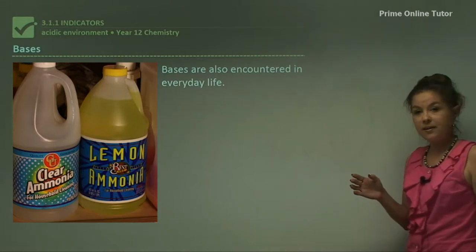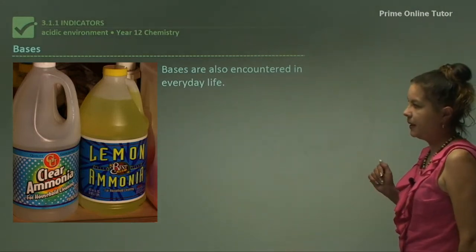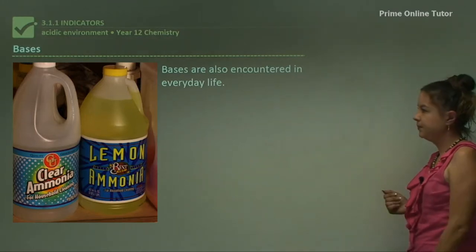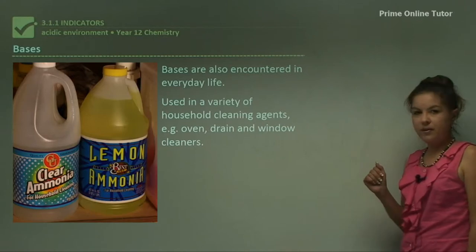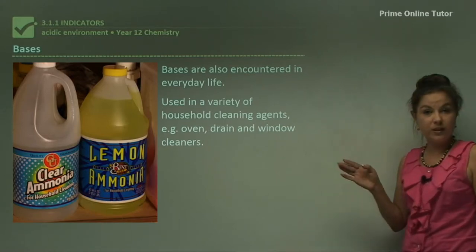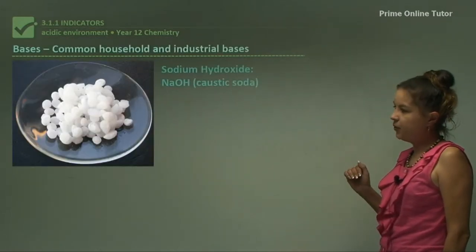So looking at bases now, we've just talked about acids. Now I'll talk about bases. They're also encountered in everyday life. They're used in a variety of household cleaning agents, for example, oven, drain, and window cleaners. So here's a few examples.